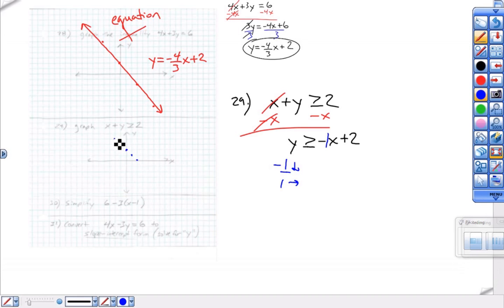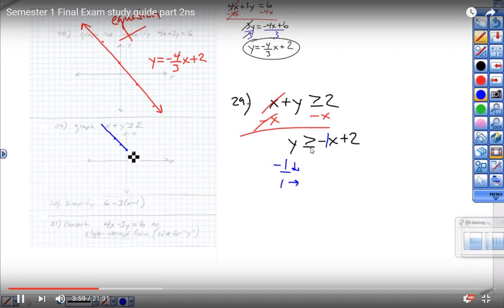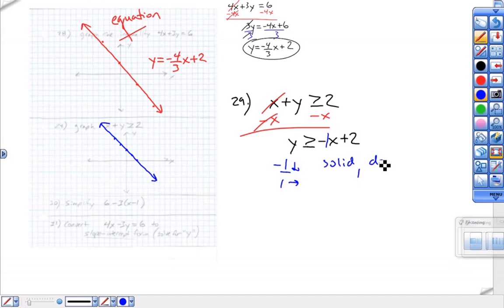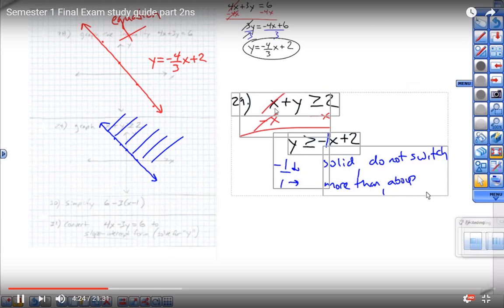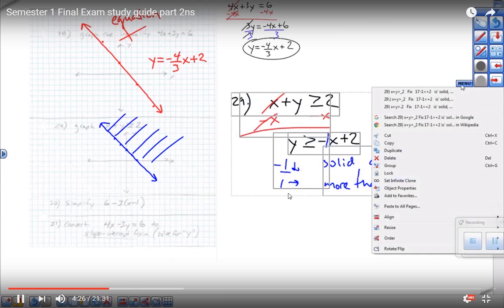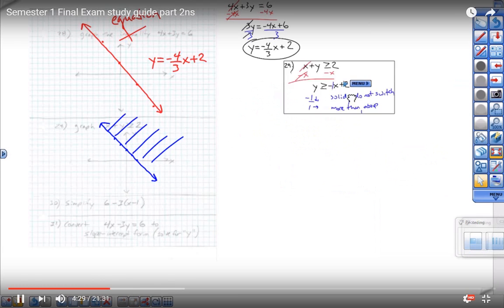That line will be a solid line because of my inequality with a line drawn under it. That is more than or equal to. More than is always shaded above the line no matter how it's drawn. So shaded up here. Even if the line was slanted like that, it would be shaded above. So more than, shade above. And again, when I shade above, any point for x and y in this shaded area and any point along this line will work if you plug it into that inequality. It will give you a true statement. All right, on to number 30.